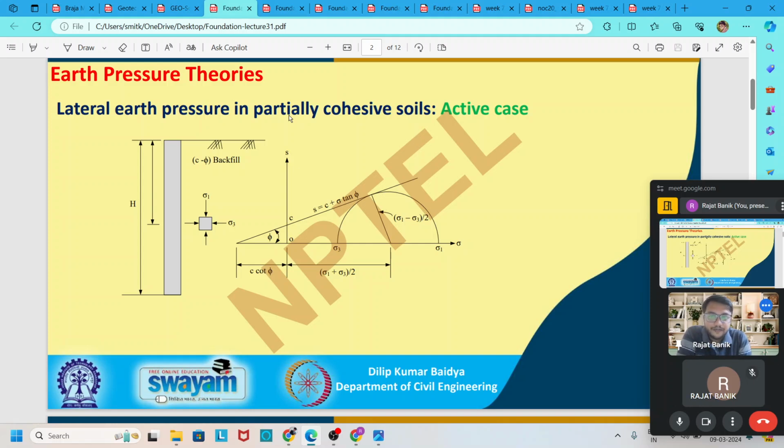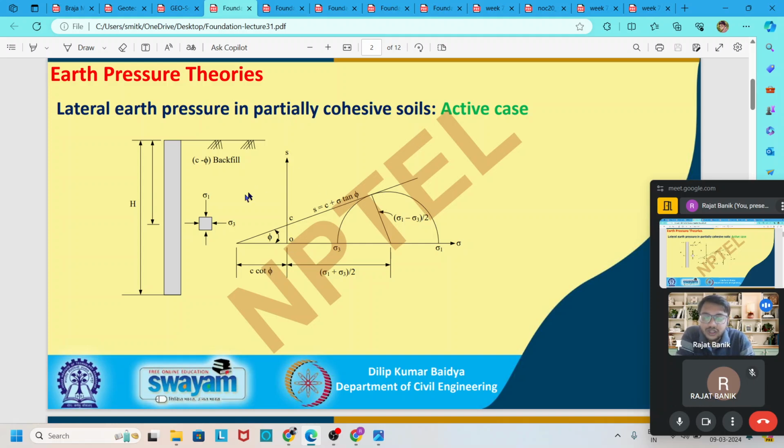But in today's class, we deal with the cohesive or cohesion plus cohesionless, c-phi soil. That means in this soil, internal friction of the soil particles is present, and cohesion is also present. So how we deal with this type of soil in earth pressure and retaining wall, and what are the changes in our earth pressure theories and formulas, we can now see.